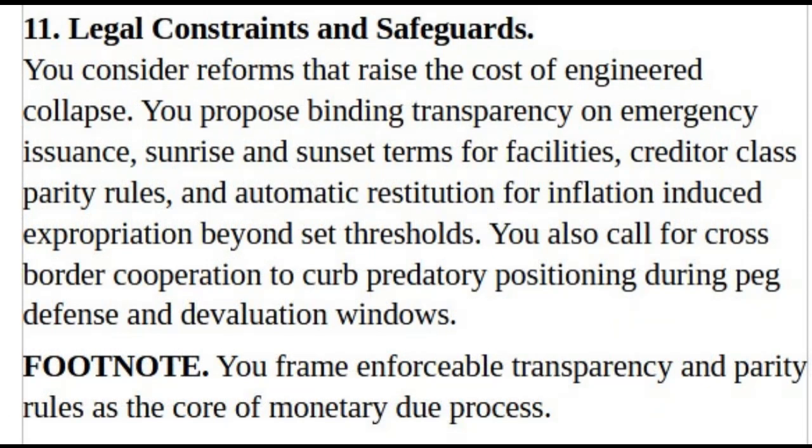11. Legal constraints and safeguards. You consider reforms that raise the cost of engineered collapse. You propose binding transparency on emergency issuance, sunrise and sunset terms for facilities, creditor class parity rules, and automatic restitution for inflation-induced expropriation beyond set thresholds. You also call for cross-border cooperation to curb predatory positioning during peg defense and devaluation windows. Footnote. You frame enforceable transparency and parity rules as the core of monetary due process.